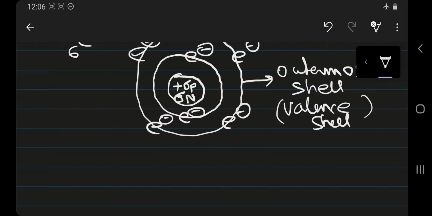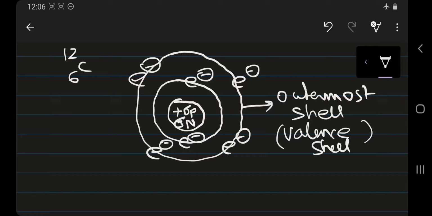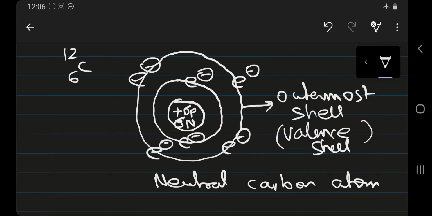Then if you understood this atomic representation of carbon, this is a neutral carbon atom. Now this neutral carbon atom means there are 6 protons inside the nucleus, and there are 6 electrons outside the nucleus, revolving around the nucleus.